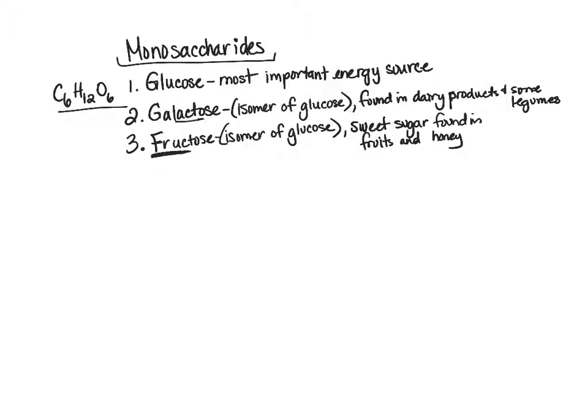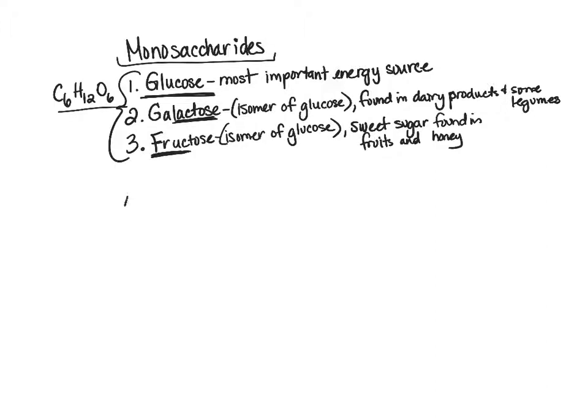And galactose, if anybody knows about lactose intolerance, is found in dairy products and some legumes. And then glucose is our most important energy source. We'll be talking lots and lots about glucose throughout the semester. So these are the three monosaccharides that all have the same molecular formula. They are isomers of each other.